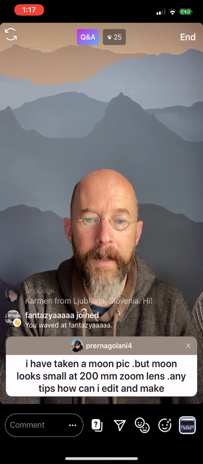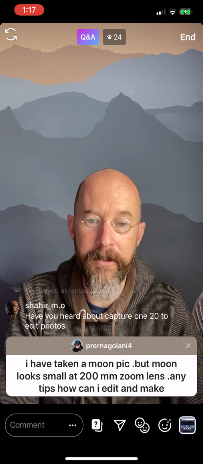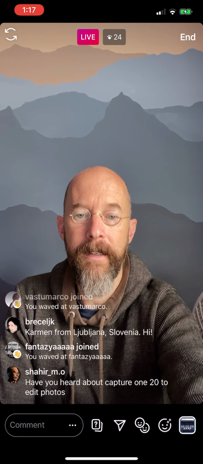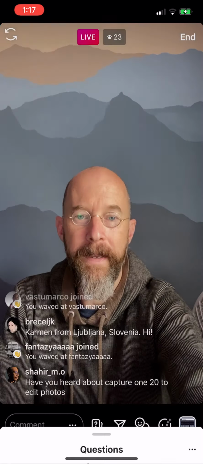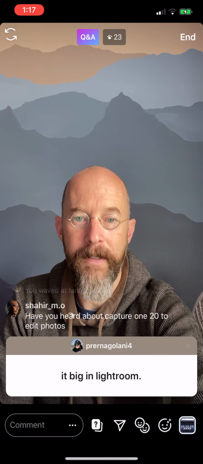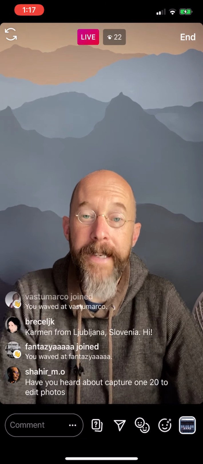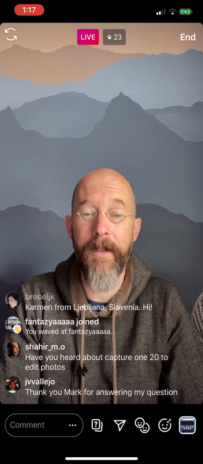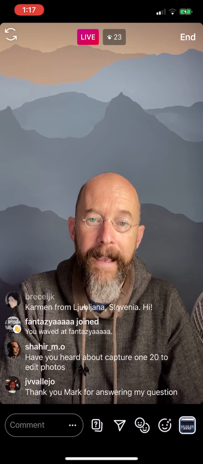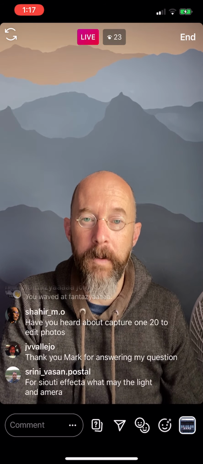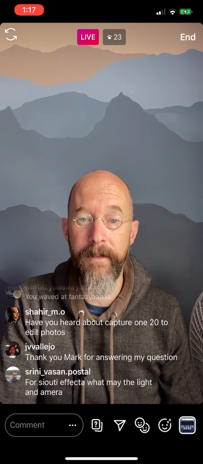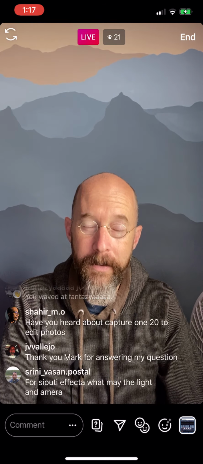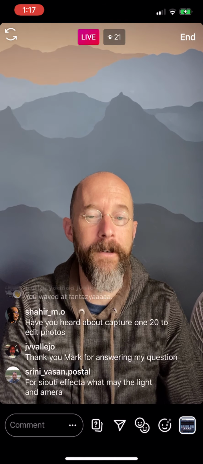I have taken a moon pic, but the moon looks small at 200 millimeter. True. Any tips on how I can edit and make it big in Lightroom? Yes, I certainly do. Okay, so most cameras these days are anywhere from like 20 megapixels, 24, even some are up to 36 megapixels. And if I was to ask you what is the most prominent way that people in the world view photos these days, all of you would say, well, on a computer or on a tablet or on an iPhone or an Android.